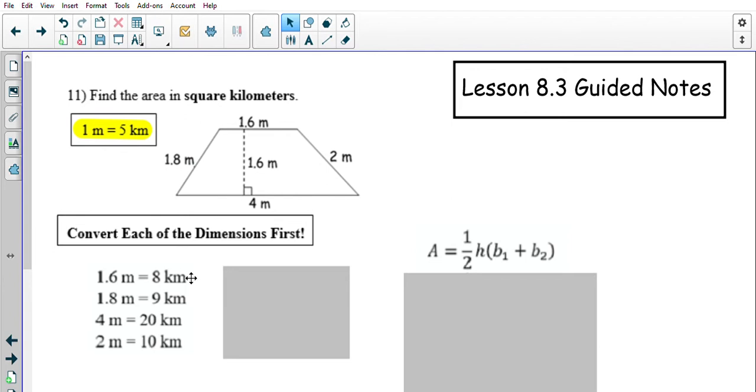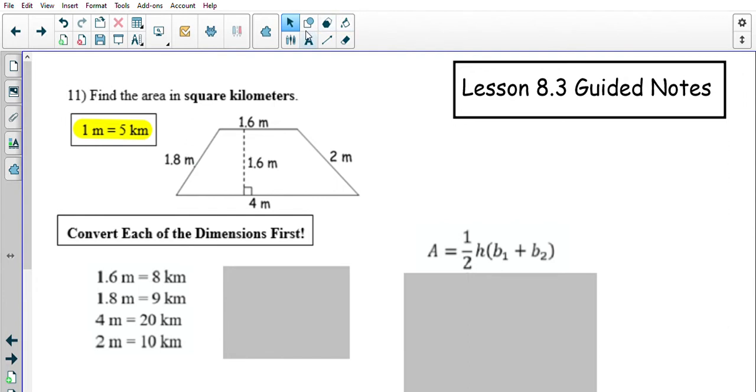Luckily, when it's 1 meter equals something or 1 unit equals something, you can just multiply your dimension by whatever that scale value is. So for the 1.8 meters, that's this side that I'm not going to need here in a moment. If you take 1.8 times 5, that's going to get you 9 kilometers. If you take 4 times 5 for this bottom base here, that'll get you 20 kilometers. And for this side, I took 2 times 5 to get 10 kilometers.